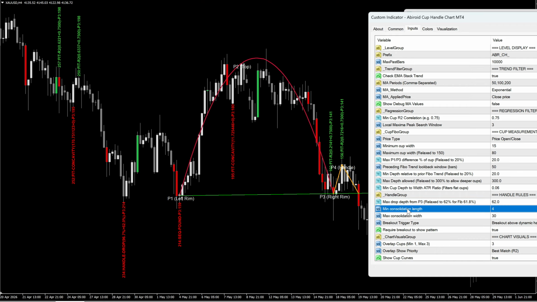And this one, min consolidation length, so this is this. A handle has to be at least 4 bars or more, and max width, a handle cannot be more than 30 bars. And this one, the R2 correlation. This is the most important setting, I think, because it will check how much price adheres to the overall cup. So this will be kind of a parabola and how much price connects to it.